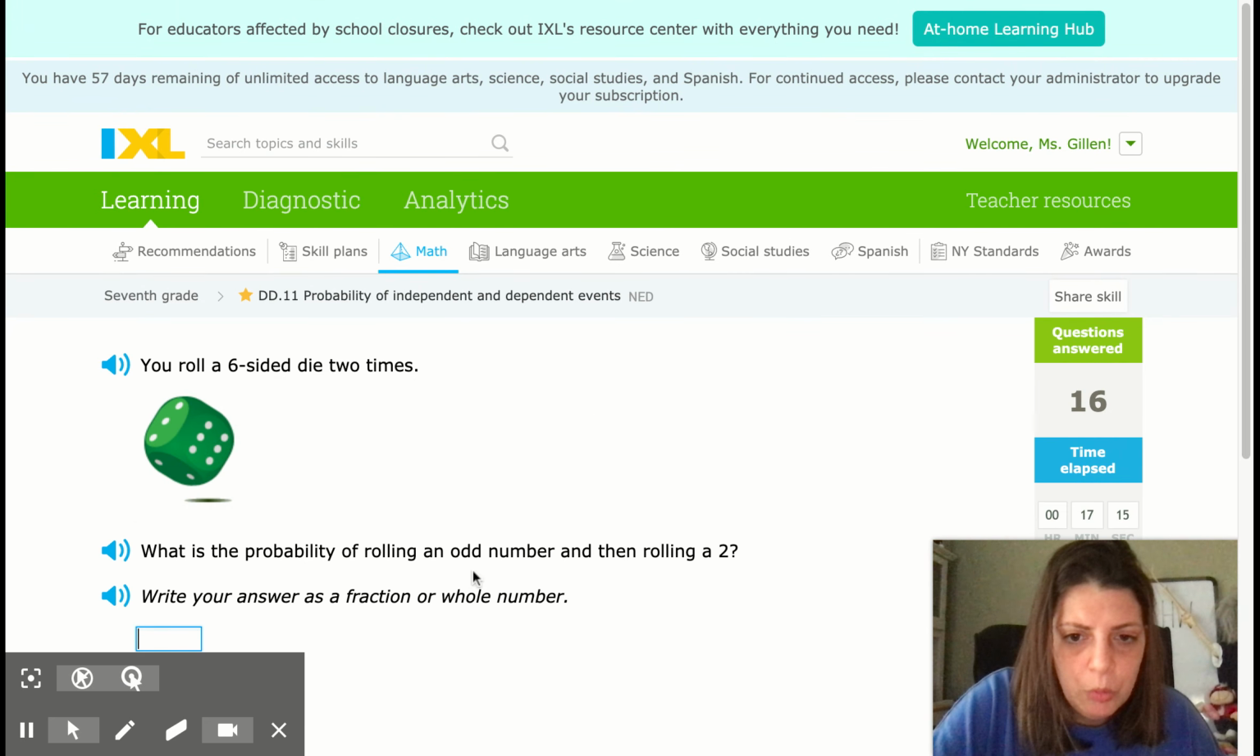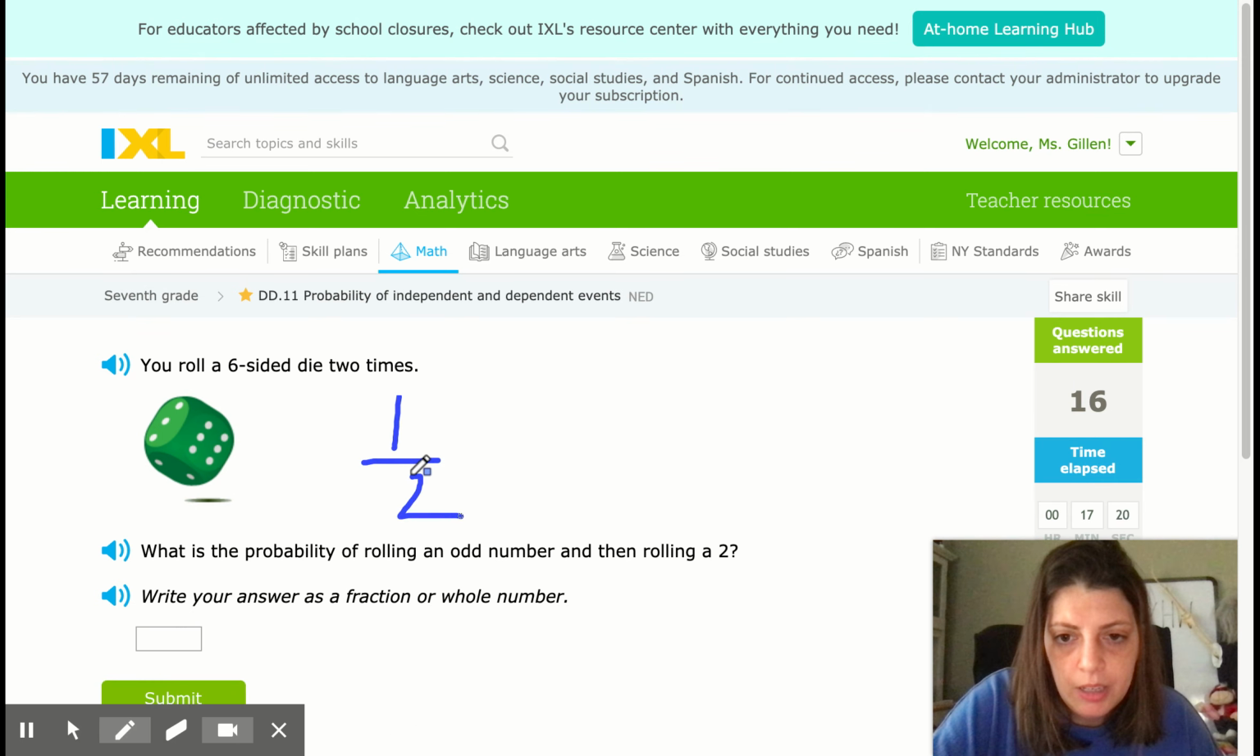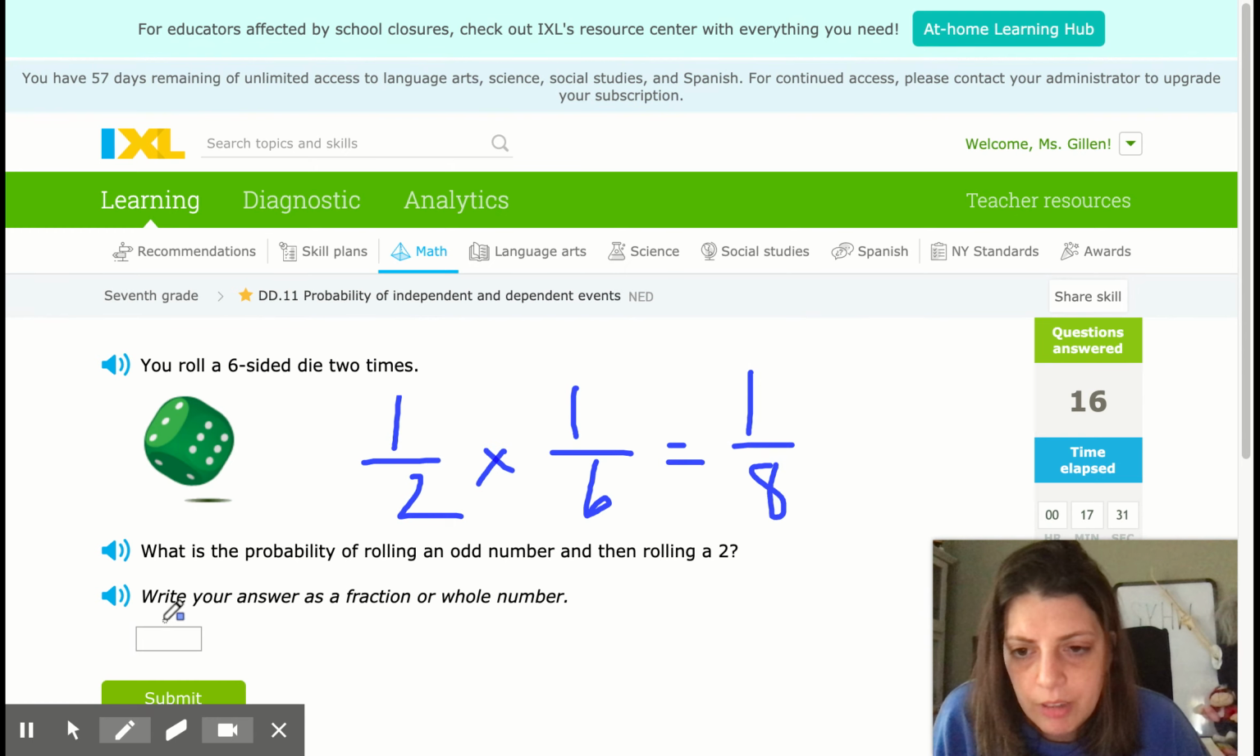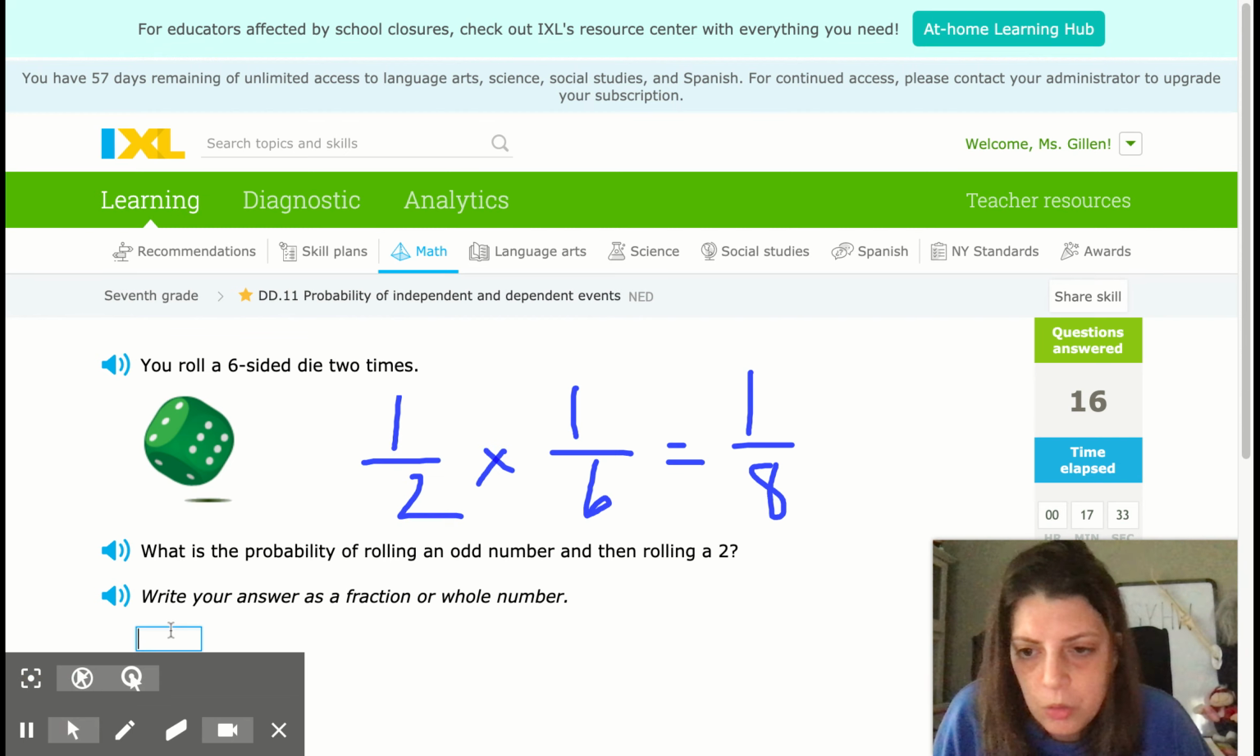Okay. Rolling an odd number. Odd is a half of them. And then rolling a 2. There's only 1 2 out of 6. And that is 1/8. Okay? Right here as a fraction or a whole number.